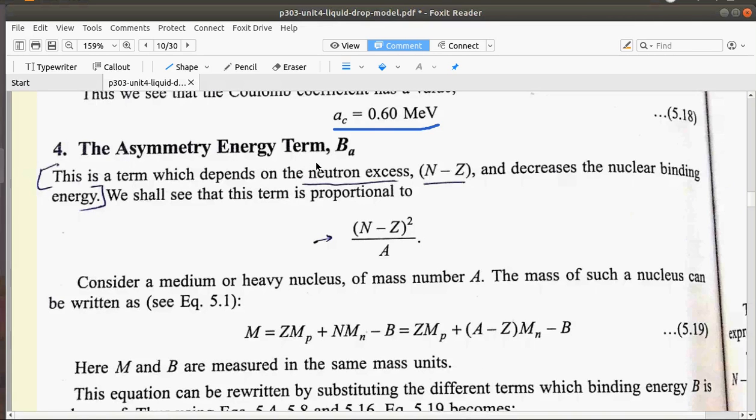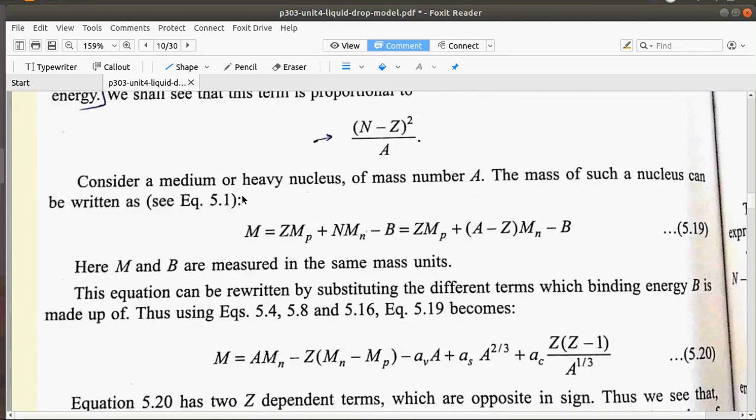Asymmetric energy term. Asymmetry means the asymmetry in the number of neutrons and protons. So basically what it means is that this term is dependent on the excess numbers of neutrons in the system. If there are higher numbers of neutrons, then this term will add to the contribution, and it decreases the nuclear binding energy. This term is proportional to (N minus Z) by A. So how does this formula come about?